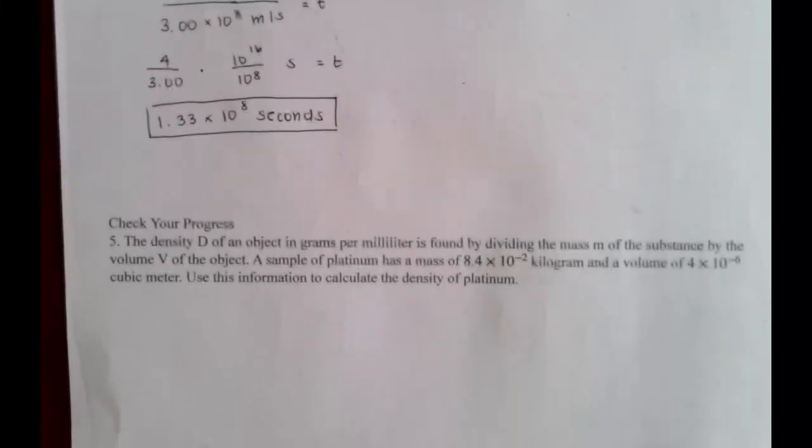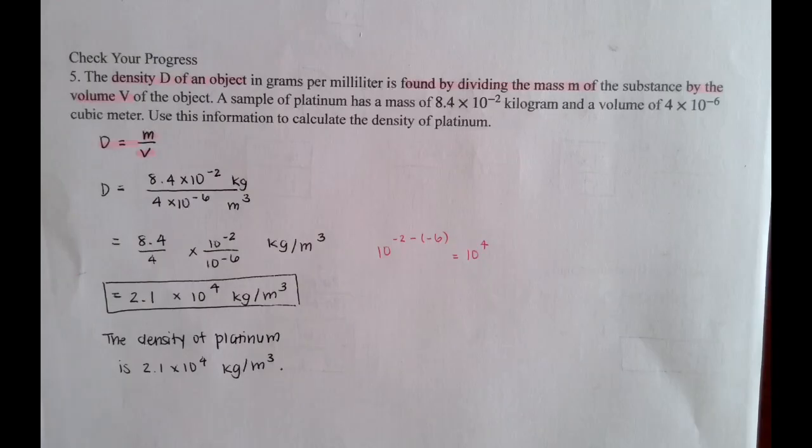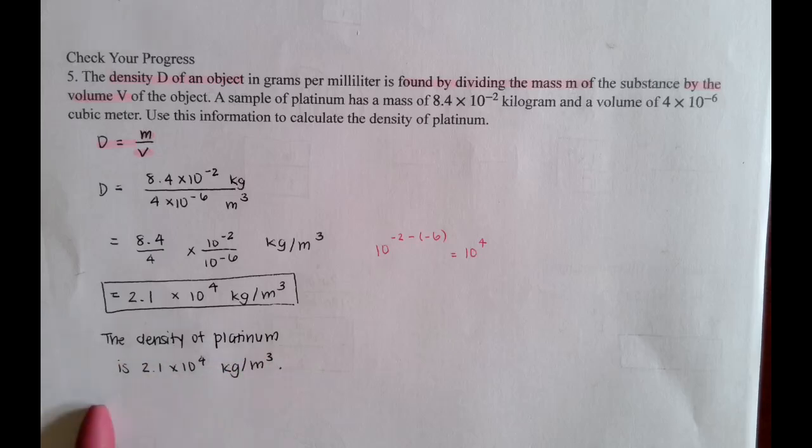Okay, so why don't you try CYP5, and then once you're done, come check your answer. Okay, you should have gotten that the density of platinum is 2.1 times 10 to the 4th kilograms per meters cubed. If you got this right, you can get started on homework. If not, here is your explanation.